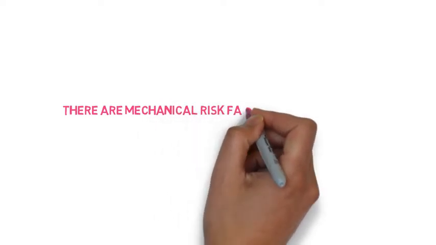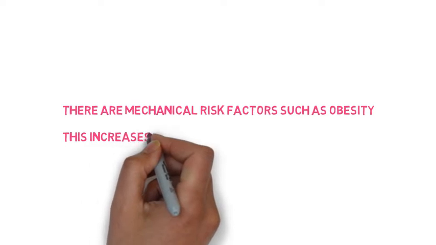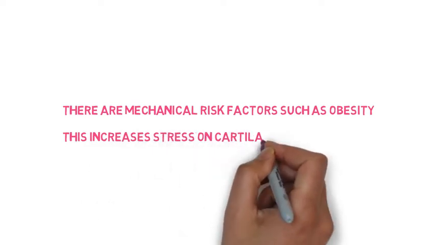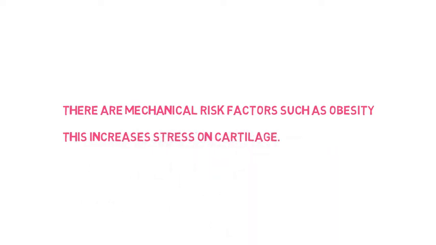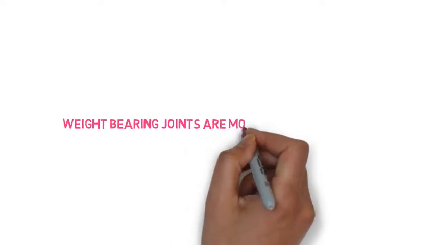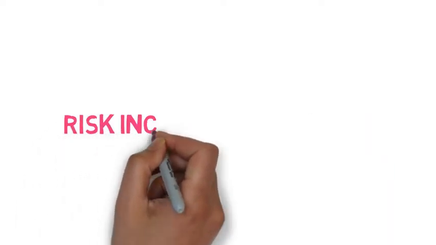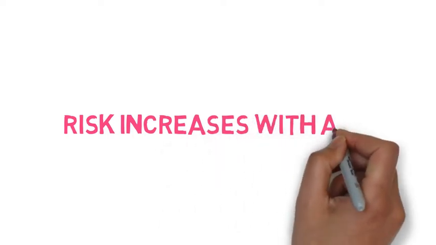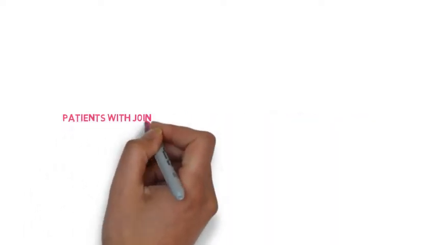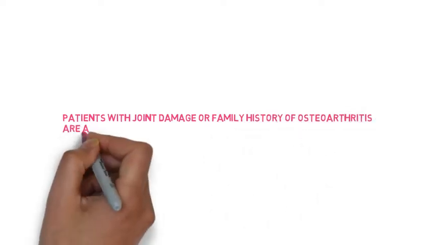So what are the risk factors for osteoarthritis? There are mechanical risk factors such as obesity, which increases stress on the cartilage, and weight-bearing joints are more affected, for example the hip. Risk of osteoarthritis increases with age, and people with joint damage or a family history of osteoarthritis are at increased risk.